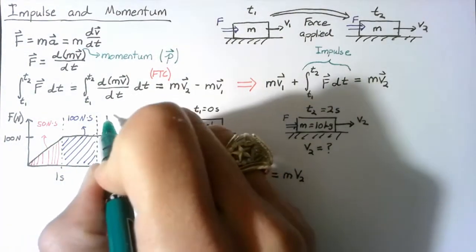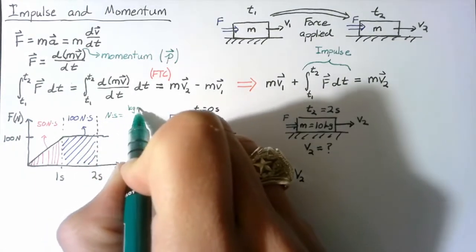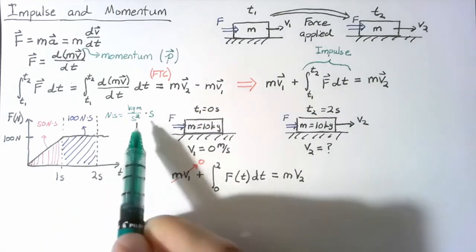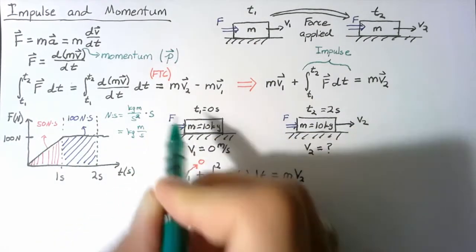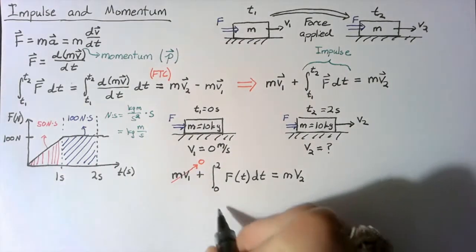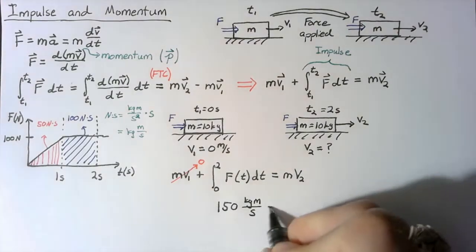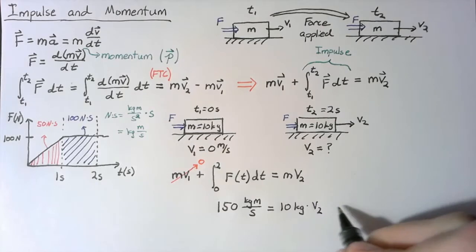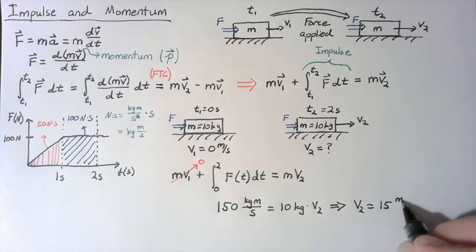Just a quick note on units. A newton second is simply a kilogram meter per second squared multiplied by seconds. And so one of the seconds cancels out with this, and we end up with kilograms meters per second. So we have our mass unit and we have our velocity unit. Our integral of the force here becomes 150 kilograms meters per second, which is equal to 10 kilograms multiplied by our unknown velocity. And so this math is pretty simple. We end up with the answer that v2 is equal to 15 meters per second.